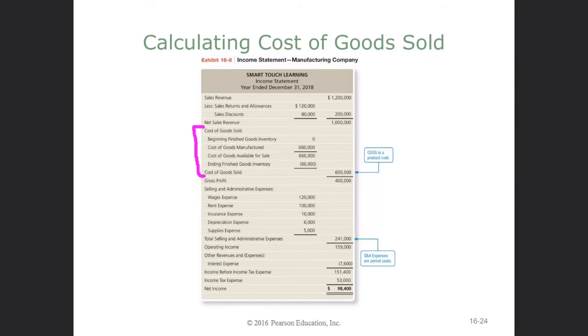We started with zero. We manufactured $660,000. We ended with $60,000. So that means we sold the difference, which was $600,000. And so now we have our cost of goods sold and we have our net sales revenue. So our net sales revenue minus our cost of goods sold is going to tell us what our gross profit is.